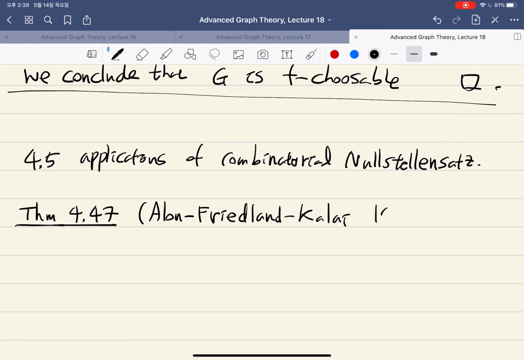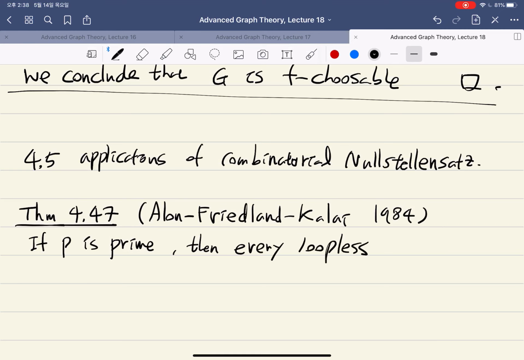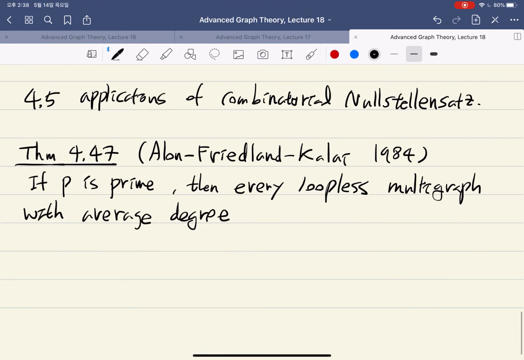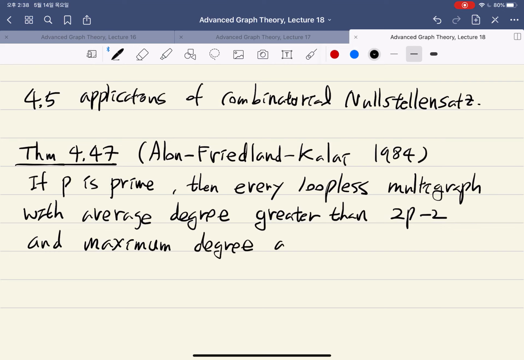Alon, Friedland, Kalai proved this. If p is prime, then every loopless multigraph with average degree greater than 2p minus 2 and maximum degree at most 2p minus 1 contains a p-regular subgraph.